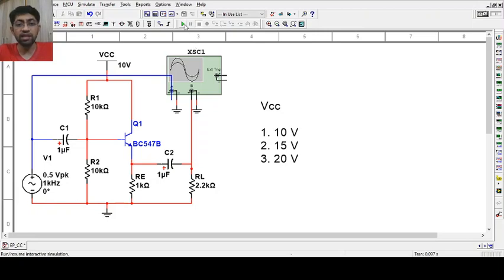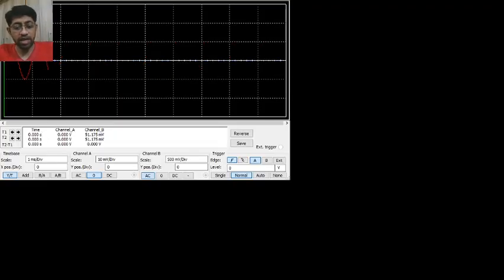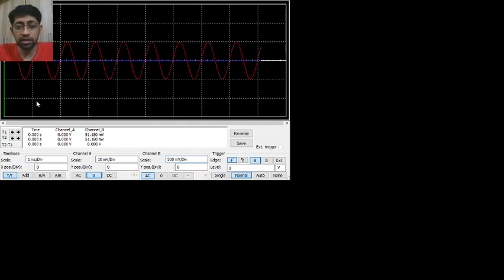So let us run it and measure the peak to peak. If I run it and open the oscilloscope, you can see this is the peak to peak output. Let me pause this so that we can measure it. If I set one cursor on the top of the sine wave and another at the bottom, you can see that this is 984.482 millivolt.